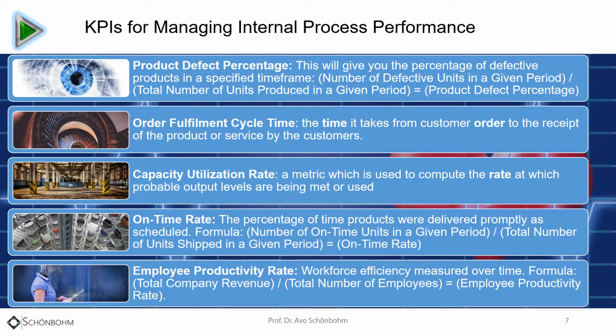Third, capacity utilization rate. This is a very important KPI for production companies, but actually it is important for almost any kind of business, because even if we just have, for example, a consulting business, if we cannot use our consultants and we cannot sell them to our customers, we have dead capital. So this is a metric used to compute the rate at which probable output levels are being met or used.